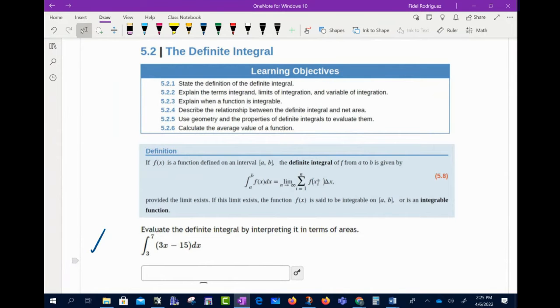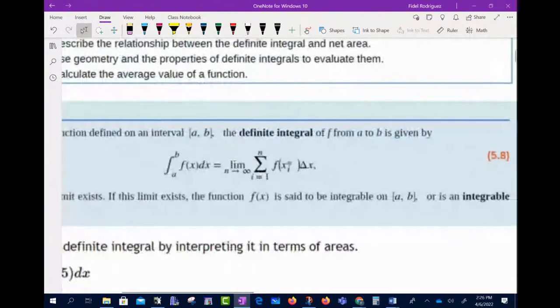Okay, so it says, if f of x is a function on the interval from a to b, the definite integral of f from a to b is given by, and we have that little integration symbol, from a to b of f of x dx is equal to the limit of, I want you to think about some of these terms here. So n is going to what? n is going to infinity.